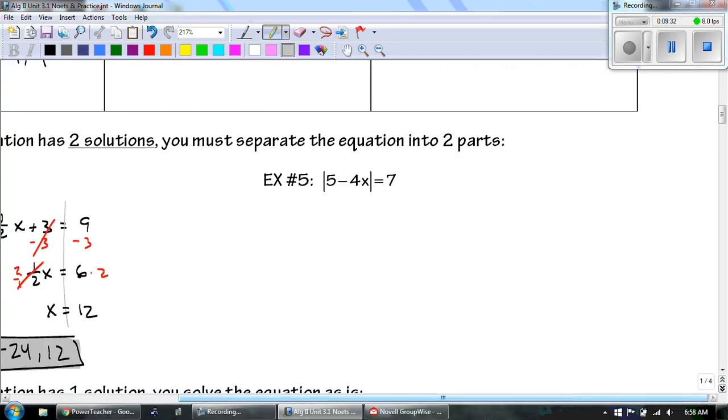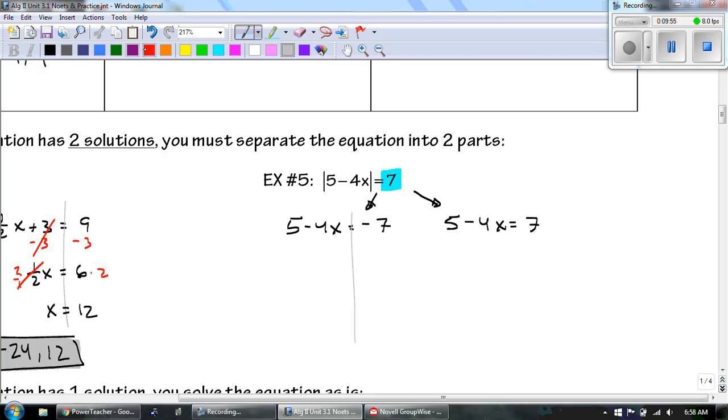All right, example number 5. So once again, the first thing I do is look to see what it equals. And it equals a positive. So since it equals a positive, I'm going to break it off. 5 minus 4x equals a negative 7. And 5 minus 4x equals a positive 7.